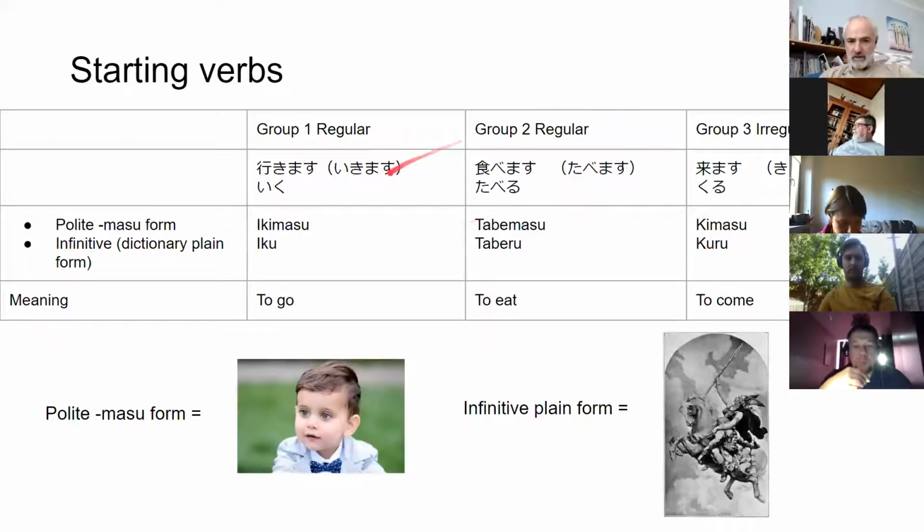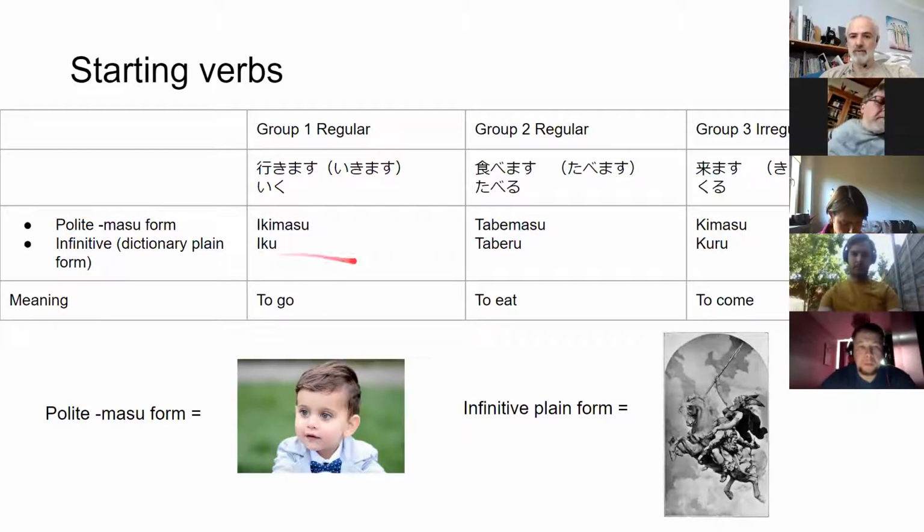So I'd like you to copy down these 3 example verbs because we'll be using them in a moment. Ikimasu, tabemasu, kimasu. And if you don't know this already, I'd like you to make a note of the infinitive, the plain form. Iku, taberu, and kuru. All good?